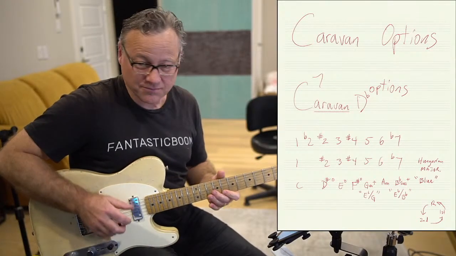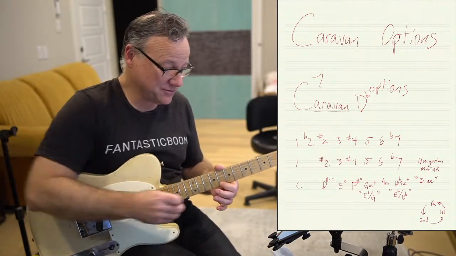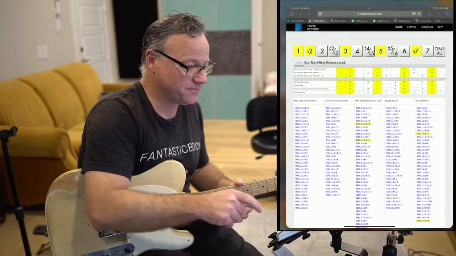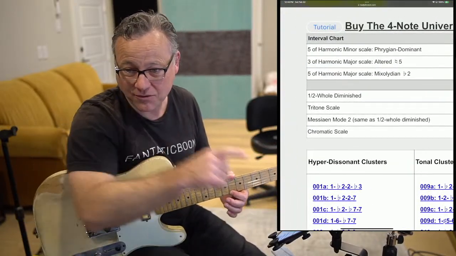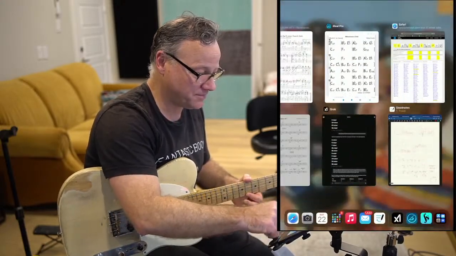So interestingly, this particular scale does not have the flat 2. So I'm just saying when we look at these options, these are our options, and I'm just making a subset out of one of the half whole guys. Okay, here we go.